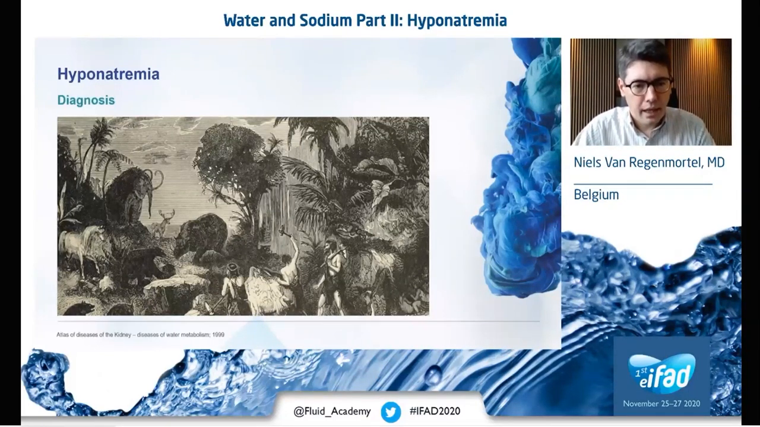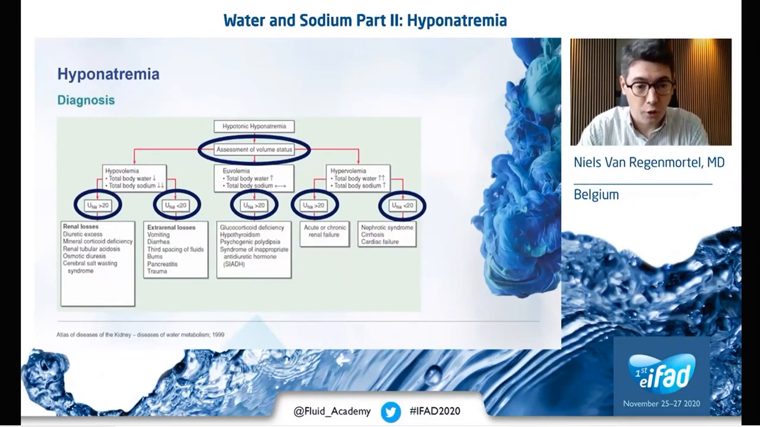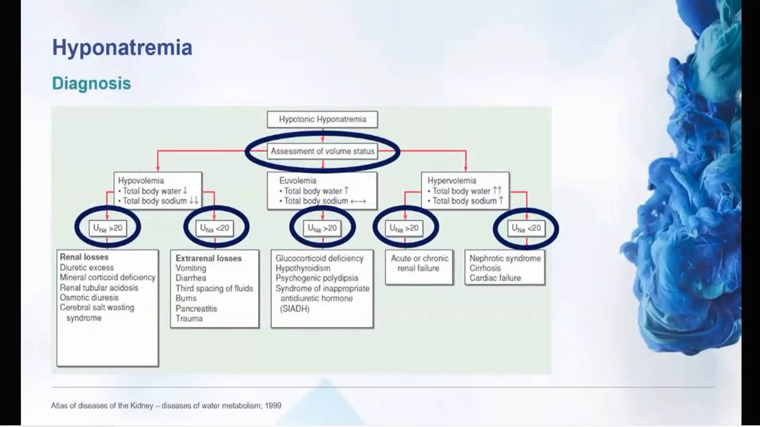In ancient times, and ancient times is in this case already 1999, this was more or less what was said to be done by the Atlas of Diseases of the Kidney a few years ago. It is ancient because we all know in the meantime that this approach doesn't work that well. The first step in approaching hypotonic hyponatremia was the assessment of volume status, and we all know this is already very difficult, and we all know also that you can be perfectly hypovolemic while having edema, so it's a very difficult diagnosis to make.